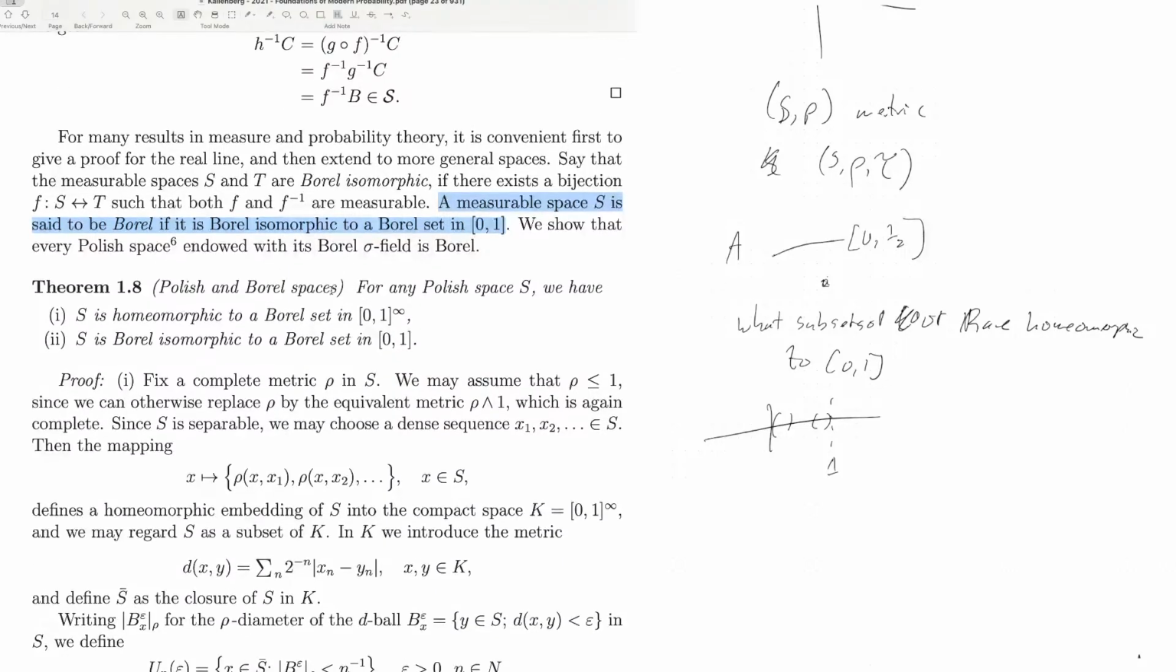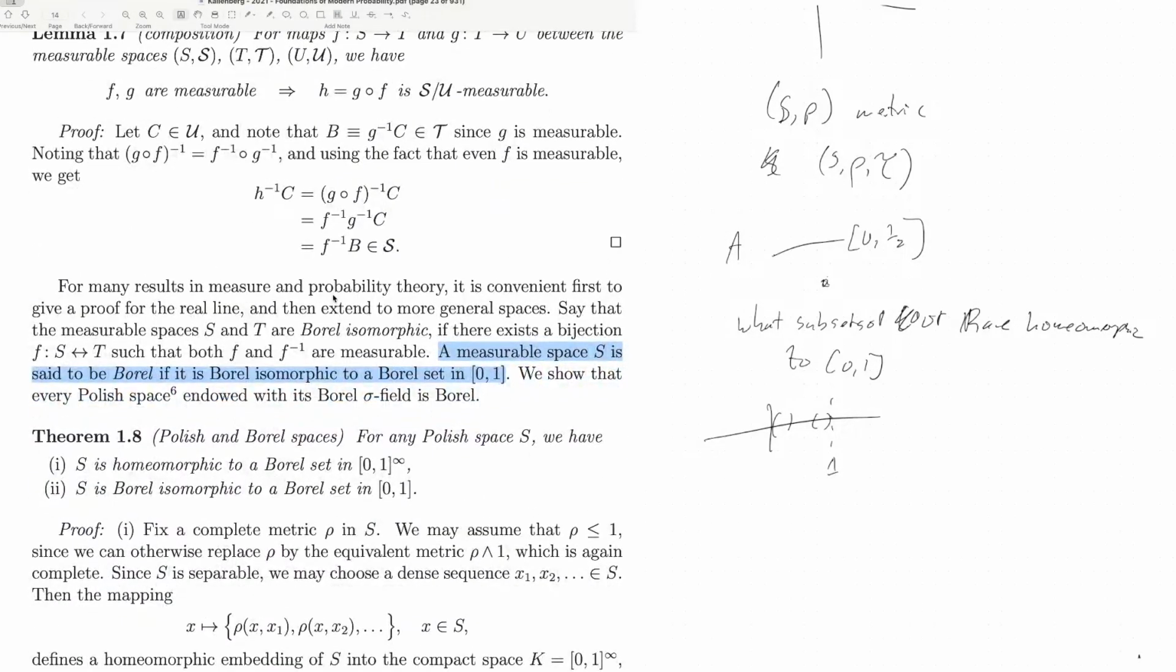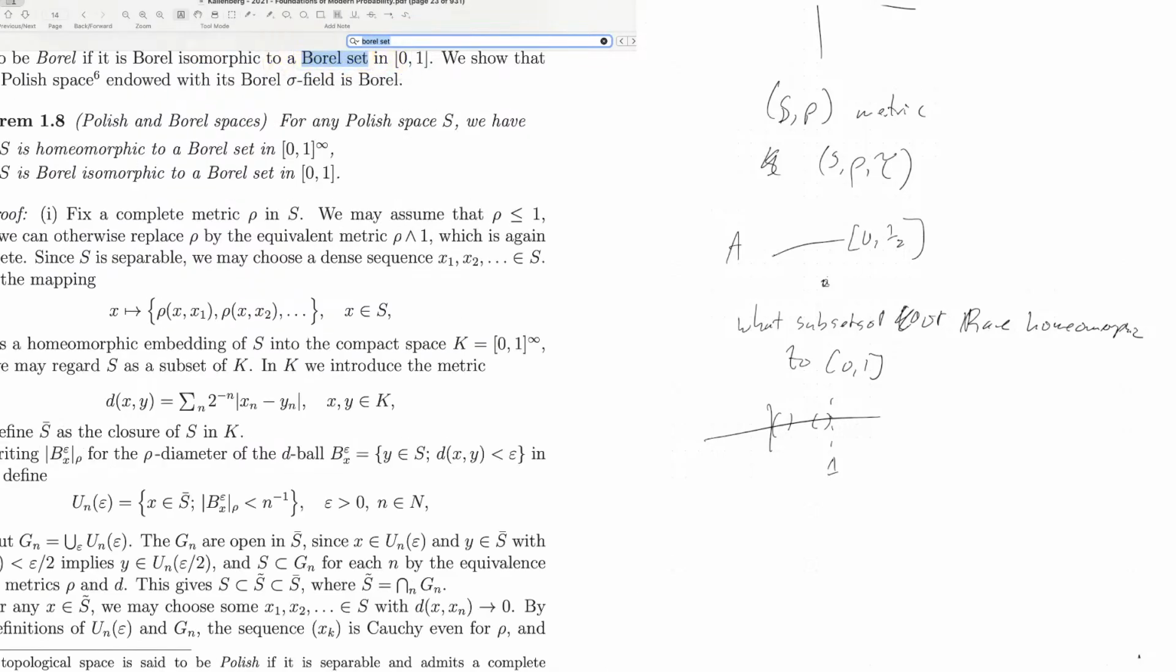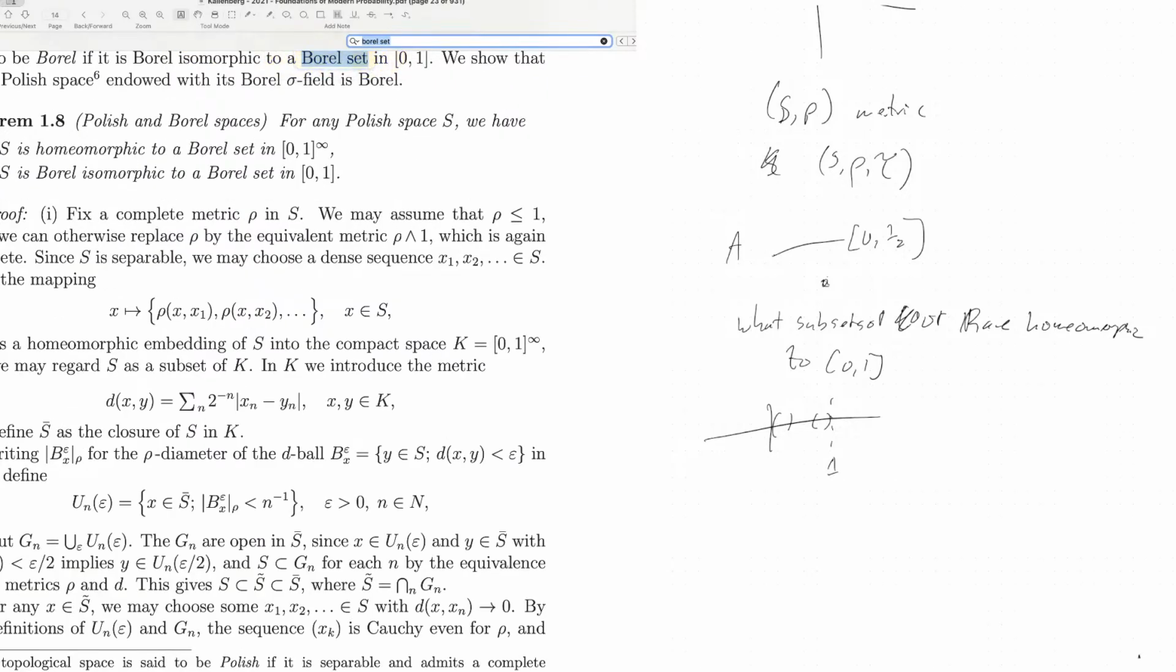What is a Borel set? Ah, an element of the sigma algebra. Did they bother to define this? Elements are called Borel sets. Yeah, I should have some faith in this. So elements of B sub S are Borel sets, elements of the sigma algebra induced by the topology.